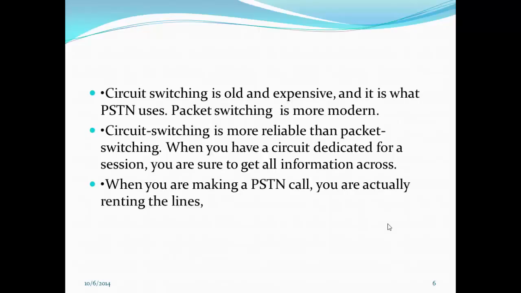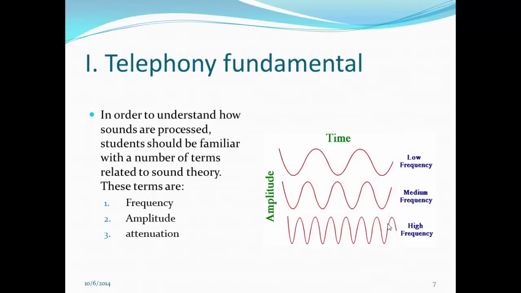Circuit switching is old and expensive, and it is what PSTN uses, which is the public switched telephone network. Packet switching is more modern. Circuit switching, however, is more reliable than packet switching because in circuit switching, the line is dedicated for a session. You are sure to get all the information across. When you are making a PSTN call, you are actually renting the lines. Okay? So the transmission is guaranteed that the line is accessed.